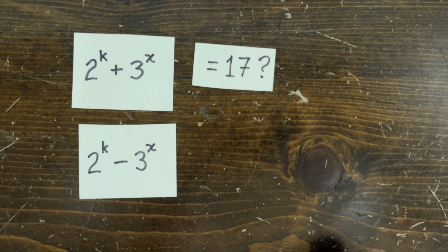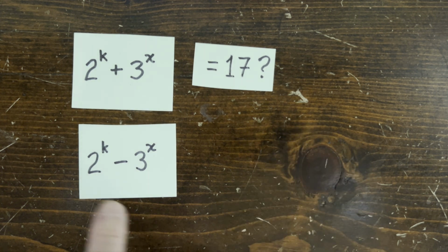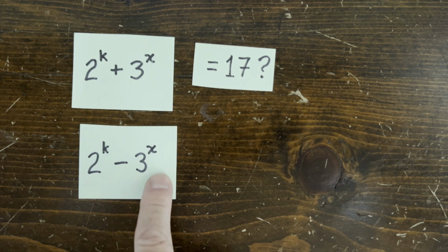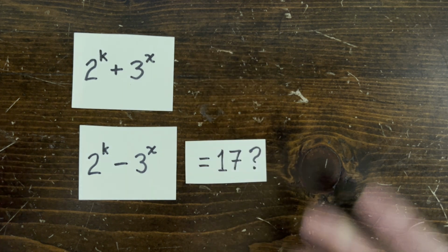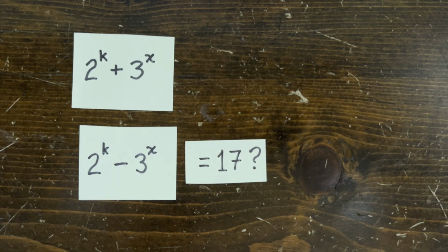Books have been written about it. So why is that? I mean, as k goes up, the value goes up, and as x goes up, the value goes down. But that means maybe there's some huge values of k and x where this expression equals 17, say. That's kind of a mystery.